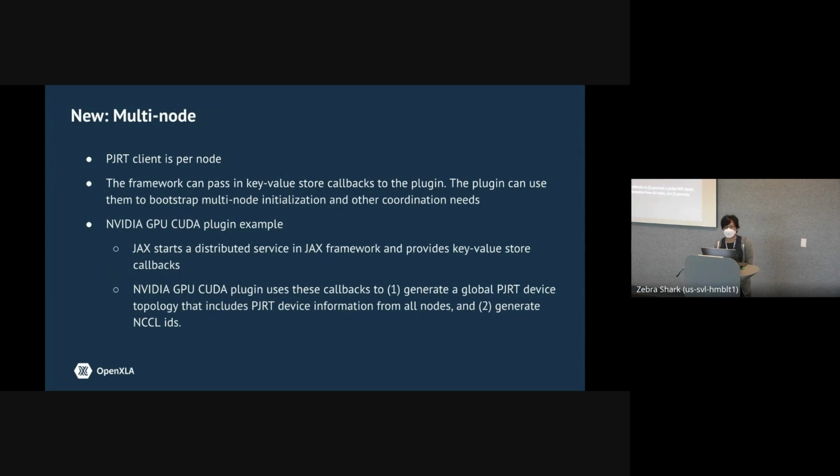Another update I want to mention is the multi-node support. So PJRT client is per node, and the plugin in general may need some way to communicate between nodes. The framework can pass in key-value store callbacks to the plugin, and the plugin can use them to bootstrap multi-node initializations and other coordination needs. For example, in the NVIDIA GPU CUDA plugin, JAX starts a distributed service in the JAX framework and then passes the callbacks, and the CUDA plugin will use these callbacks to generate a global device topology that assembles all the information from different nodes, and then also uses it for generating NCCL IDs.